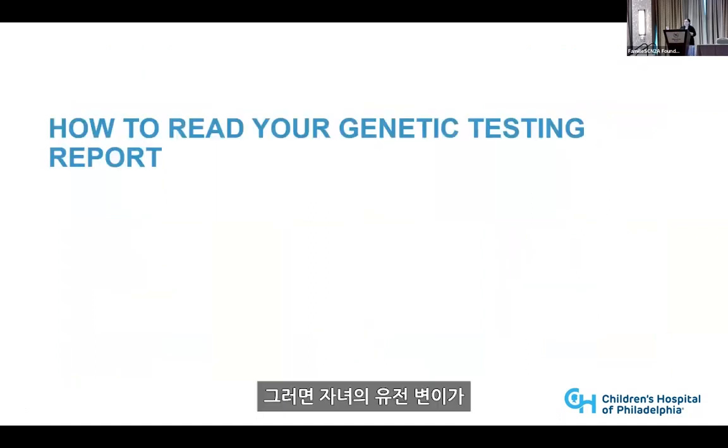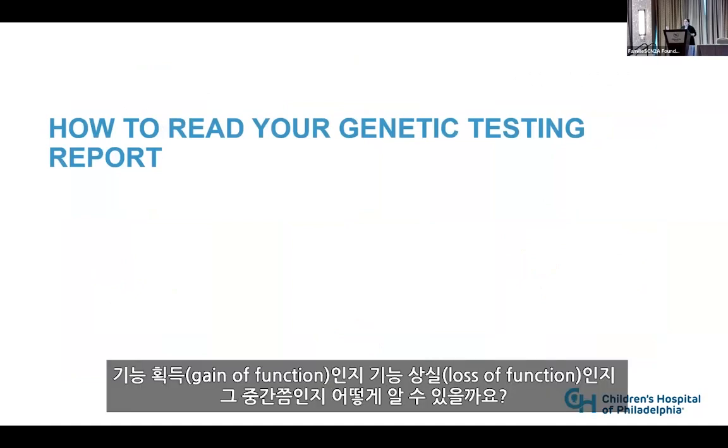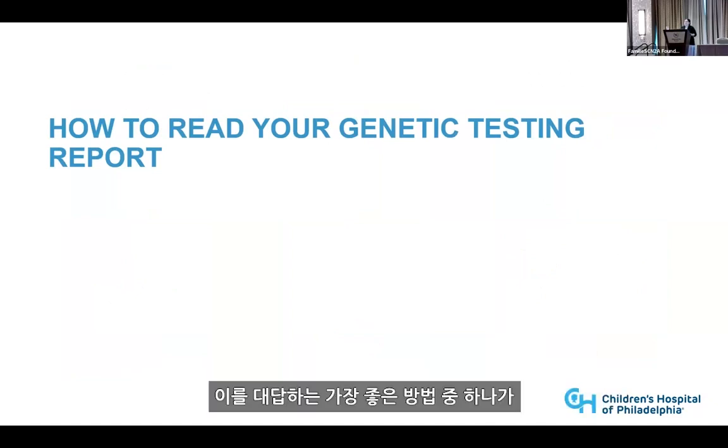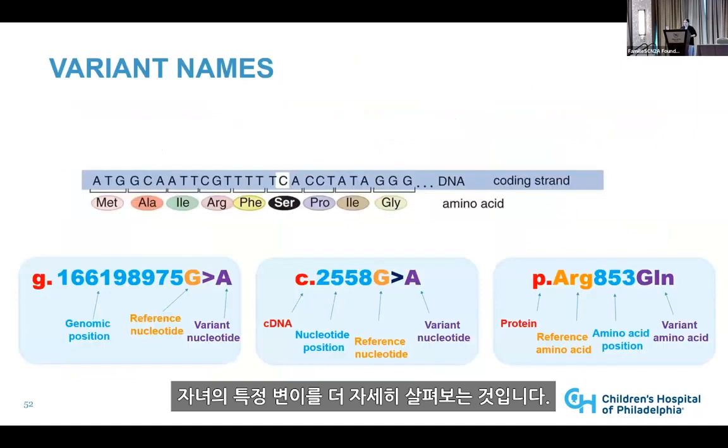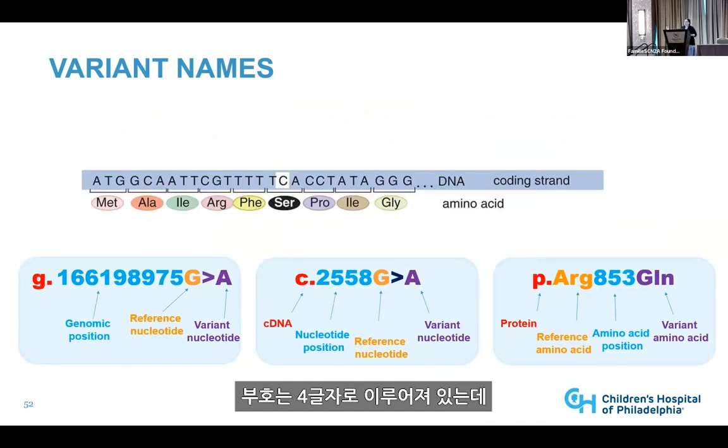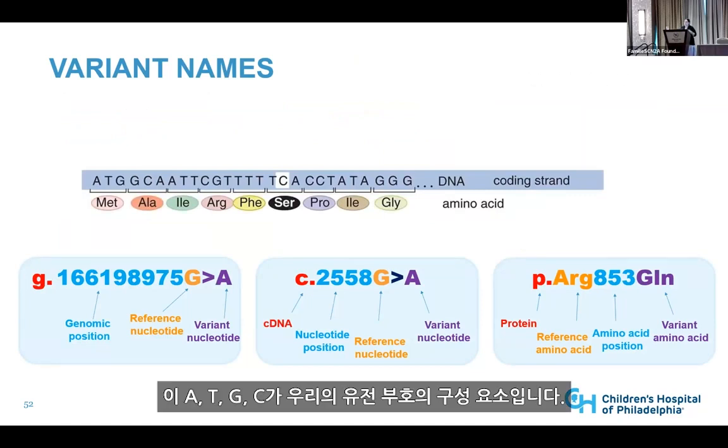So how do you know whether your child's variant is gain of function, is loss of function, is somewhere in the middle along the spectrum? One of the really important ways to answer this question is being able to dig into the particular variant that your child has. What we have here on the slide at the top is our DNA, our genetic code. And this is a 4-letter code. So you'll see A's and T's and G's and C's. And this is the building blocks of our genetic code.